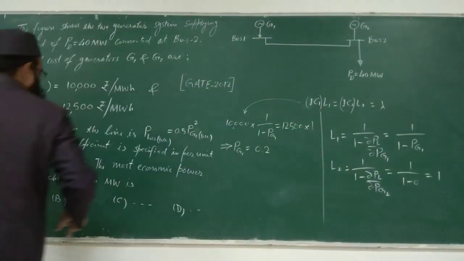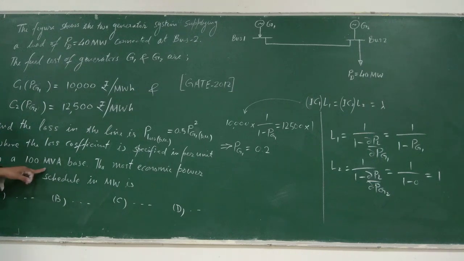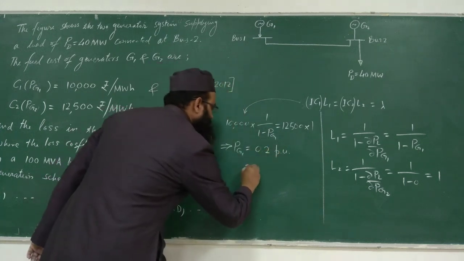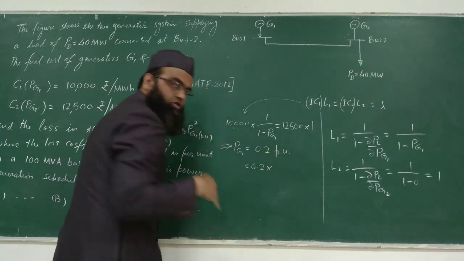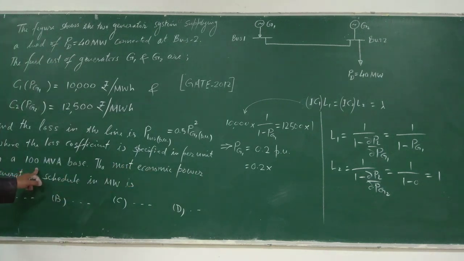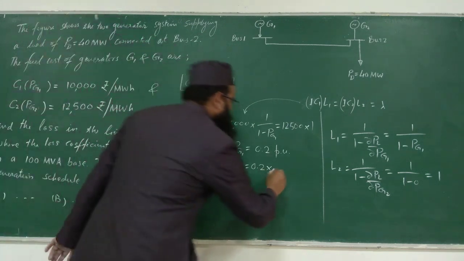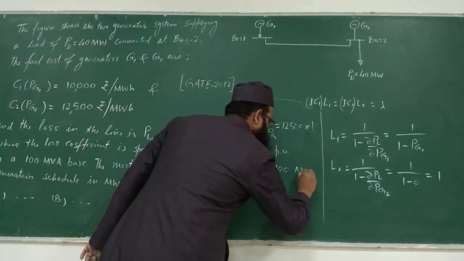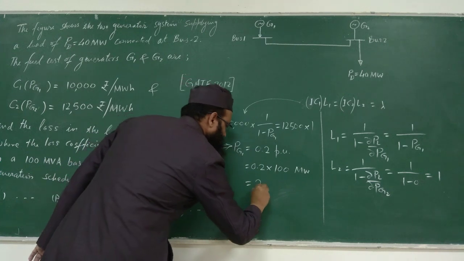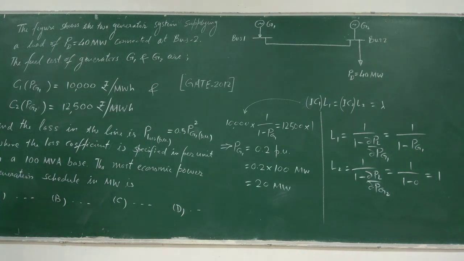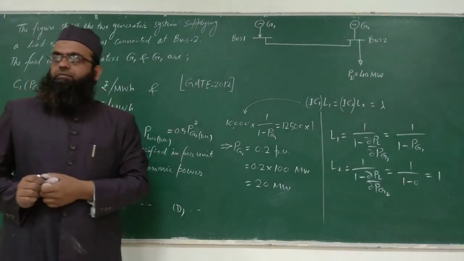And what is the base value for power? 100 MVA. So first write this as per unit. So the actual value can be written as 0.2 per unit value into base value. Base value is 100 MVA. So 100, this is active power. So on 100 MVA base, this will be 100 megawatt. That is coming out to be 20 megawatt. So you know PG1. What is PG2? Total load is 40 megawatt. So PG2 will be 20.